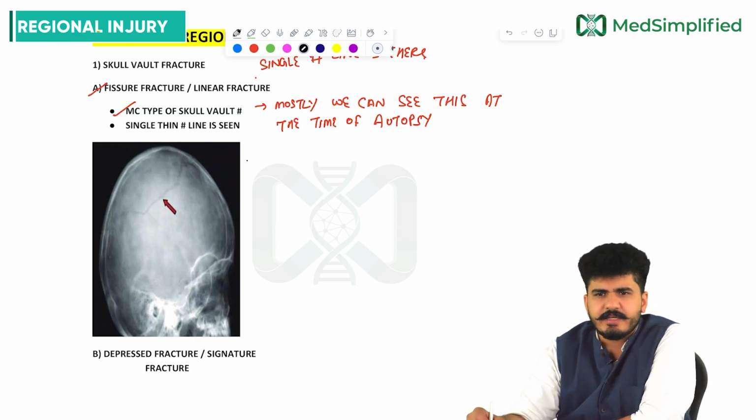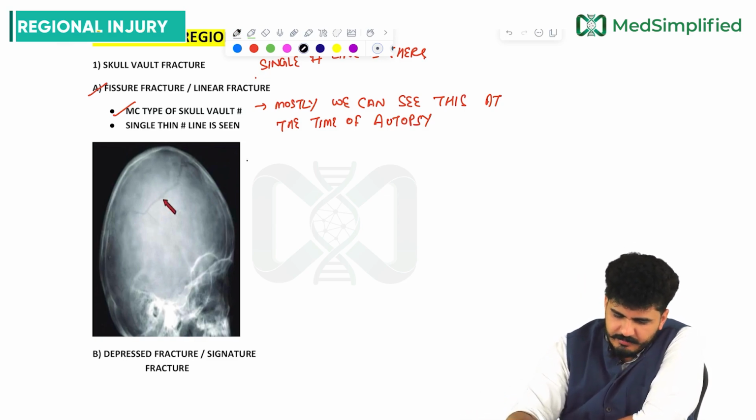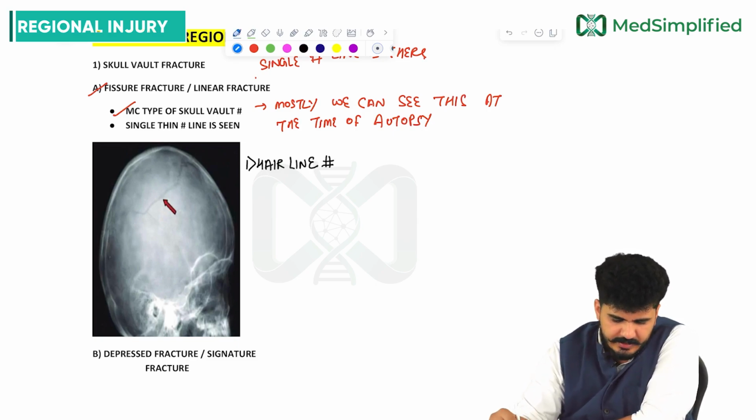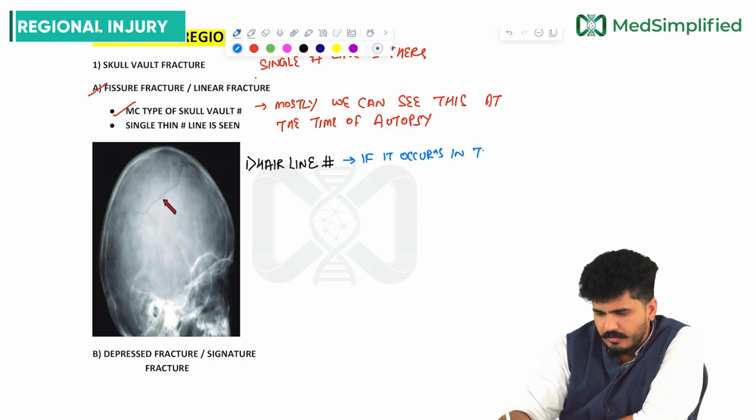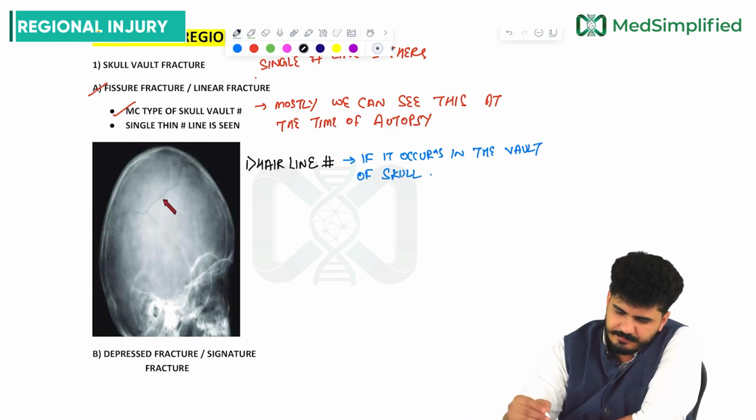According to the location, number one is the hairline fracture. If I talk about the hairline fracture, my dear friends, it occurs in the vault of the skull, then we call this a hairline fracture.